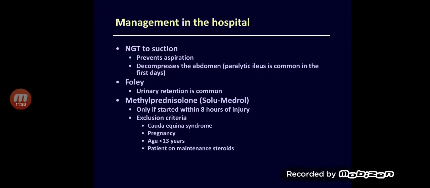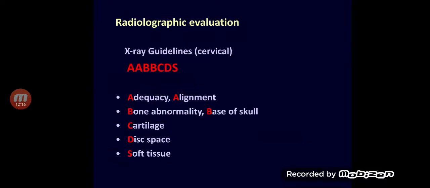In the hospital, the management ranges from starting with the ABCs down to putting an NG tube for suctioning to prevent aspiration and to decompress the abdomen, especially for paralytic ileus, which is very common in the first days. You have to put a urinary catheter, say the Foley, for urinary retention, which is very common. Methylprednisolone or Solu-Medrol has its controversy over its use.